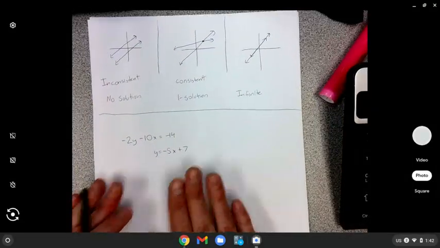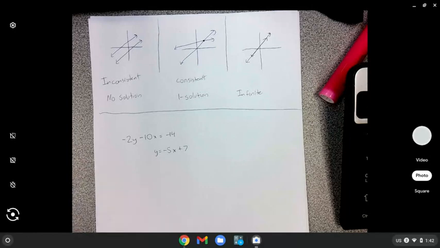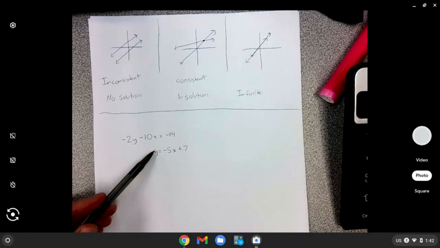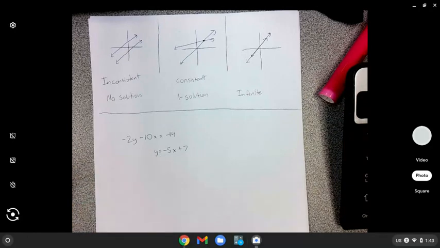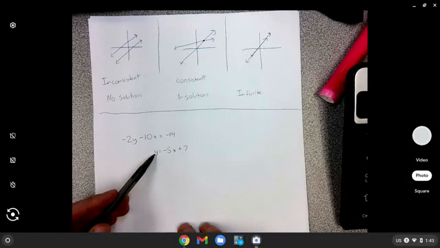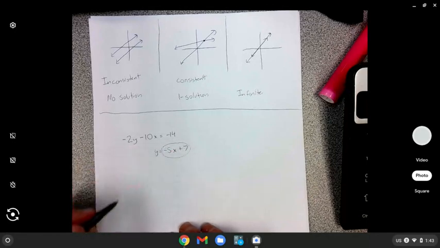There's a problem. Now, you could choose to use substitution to solve this. You could also choose to use the addition method or the elimination method. Either one is fine. There's no right answer to that. Because y equals something already, where y is already by itself, I'm going to choose substitution.